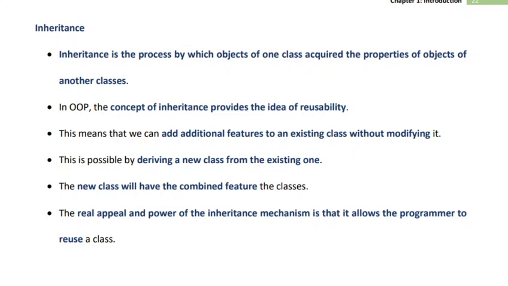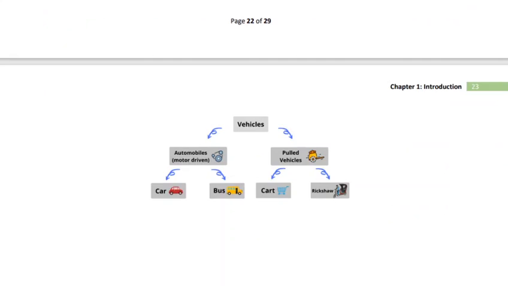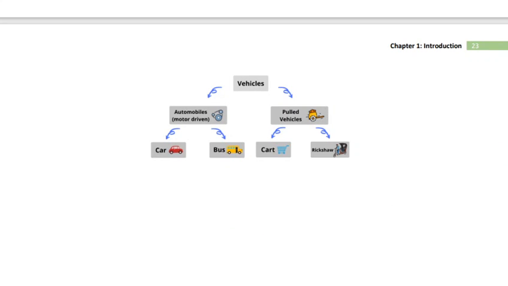So the real appeal and power of the inheritance mechanism is that it allows the programmer to reuse a class. This is one of the important aspects of object-oriented programming, where we are trying to promote reusability by using existing definitions to create a new definition. Now here we have a very simple example of inheritance. We have a vehicle base class, from which automobile vehicle and pull vehicle are derived. From automobile vehicle, further classes such as cars and buses are derived, and from pull vehicle, cart and rickshaw are derived. So this is the way our inheritance works.